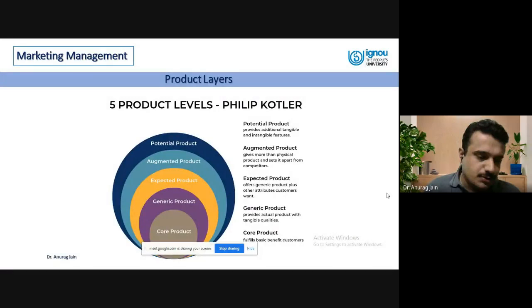The last layer is the potential product, which we talk about in the future. So what can be a potential product, one which provides additional tangible and intangible features? Nowadays most functions can be fulfilled through a mobile phone, right? Whatever brand of mobile phone you are using, multiple purposes can be solved with it. But maybe in the coming 1 or 2 years, a potential product will come that can be used for a projection purpose.